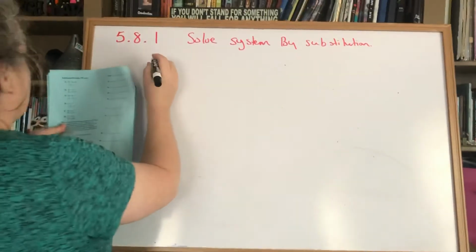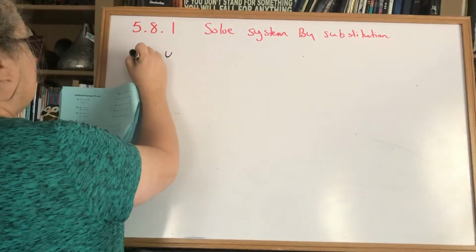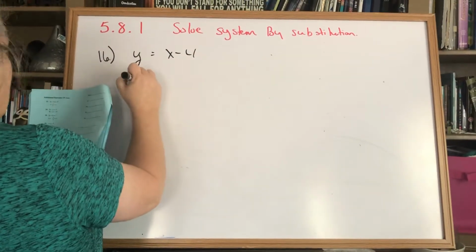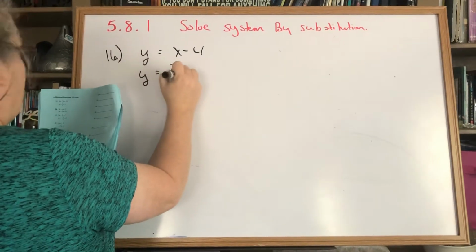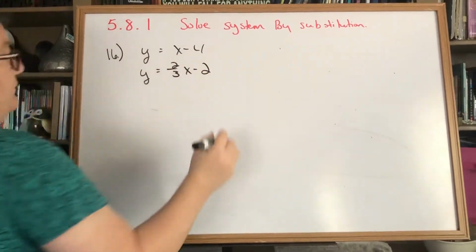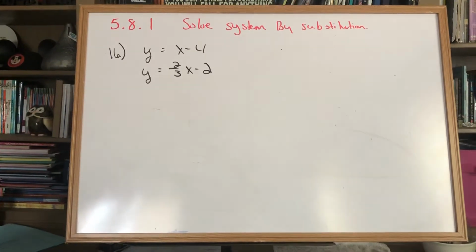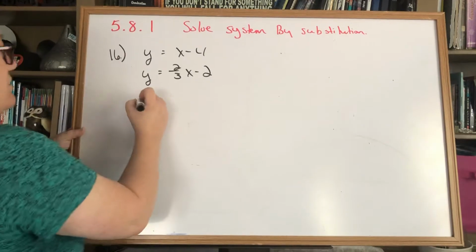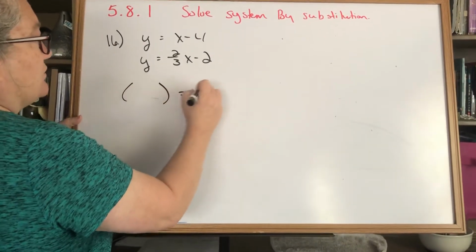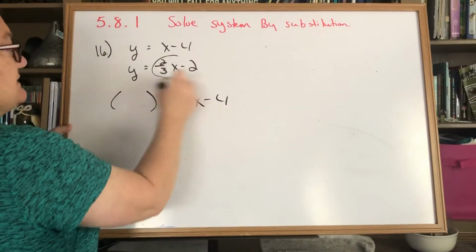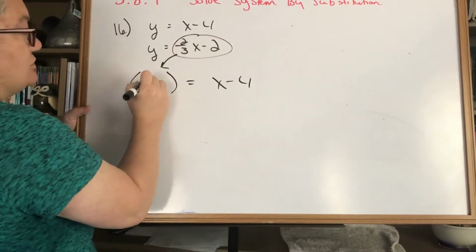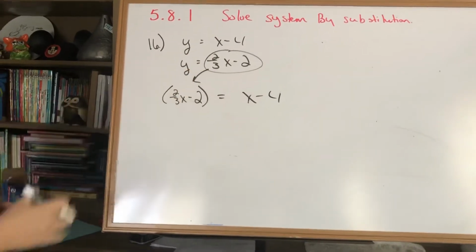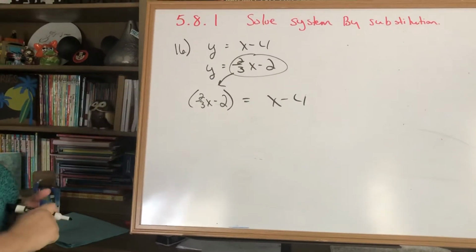Let's do one with a fraction. This is number 16. Y equals x minus 4. Y equals 2/3 x minus 2. Okay, so both of these are solved for y. So we can pick whichever one we want to substitute in for y. So I'm going to take this one and plug it into there. 2/3 x minus 2 equals x minus 4. Both of those equal y, so they're both equal to each other.